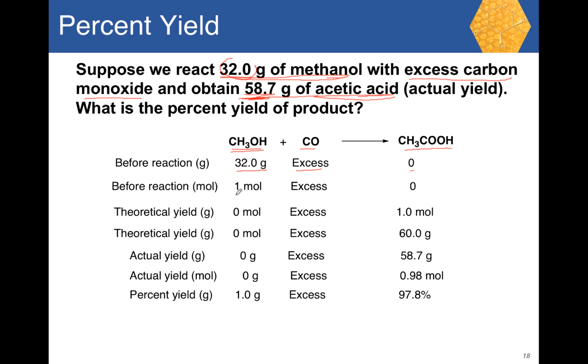We convert that to moles. So before the reaction, we have 1 mole of methanol. Again, hopefully you remember how to convert grams to moles. We need not worry about carbon monoxide because that's 0. And of course, the product here is 0. Theoretically, we would expect from the stoichiometry, when the reaction is done, 0 moles of methanol and 1 mole of acetic acid. Notice this is the theoretical expectation. And by the way, this should be in moles.